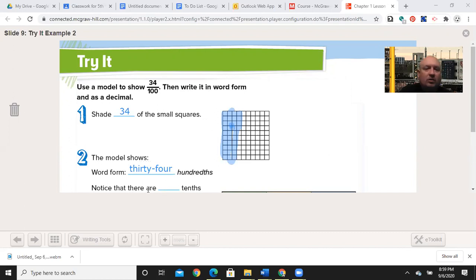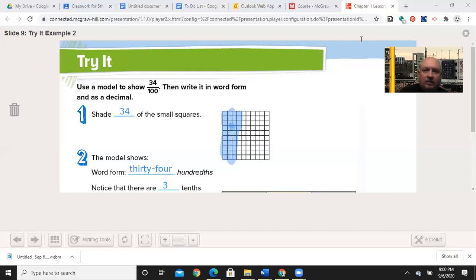And it also says here, notice there are how many tenths. Each of these columns represents 1/10. If I took away all the left-right ones, my latitudes, there would be 10 columns. So 3 of them are colored in. So we notice there are 3/10. So far, are there any questions on this? If so, please do send me a message.